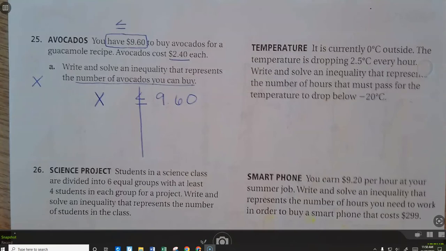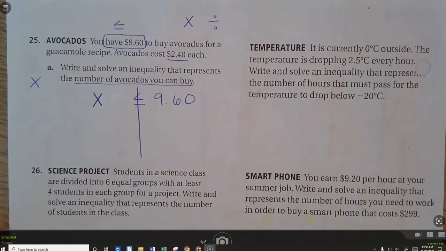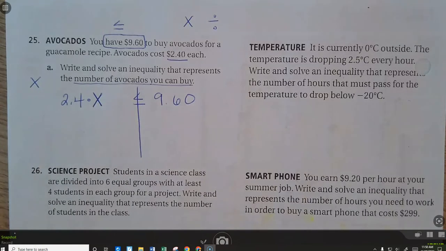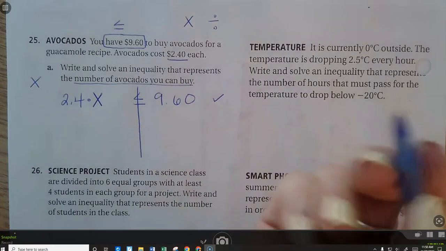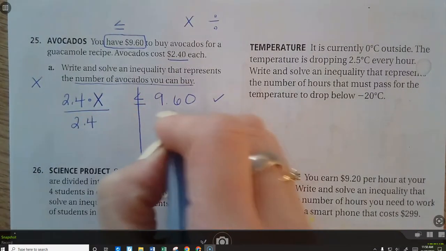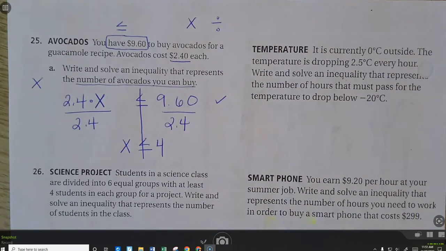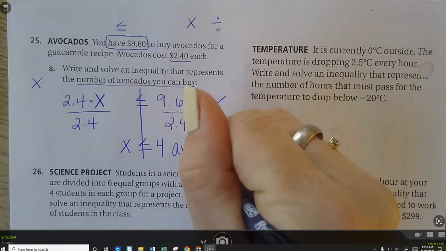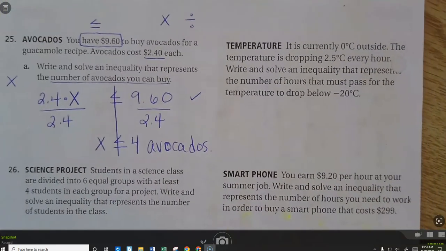So how would I put those together? Well, we know in this section we're either multiplying or dividing. Would it be $2.40 times the number of avocados? Or the number of avocados divided by $2.40? Yeah, we know it's $2.40 times however many avocados I buy. Okay, so there's my inequality. That might be 1 point on the quiz, just being able to write that. Then I can solve, right? So divide by 2.4, divide by 2.4. X is less than or equal to 4, and I would label it avocados, right? Less than or equal to 4 avocados. Okay, let's move on to the next one.